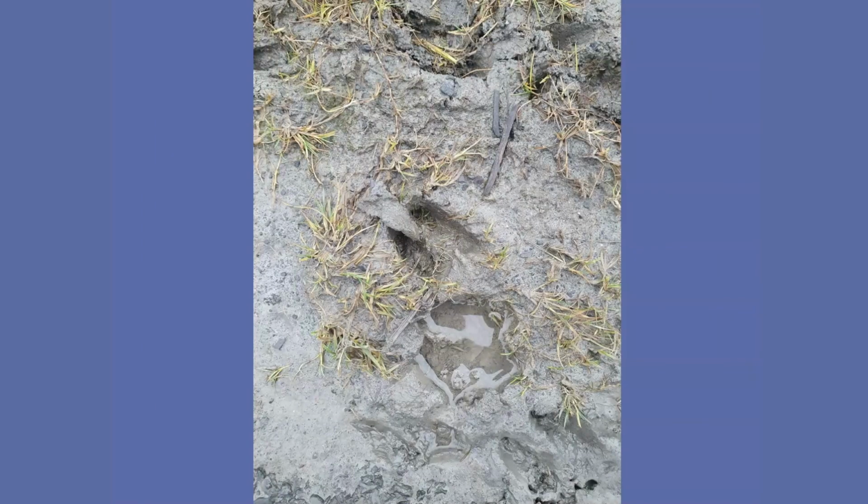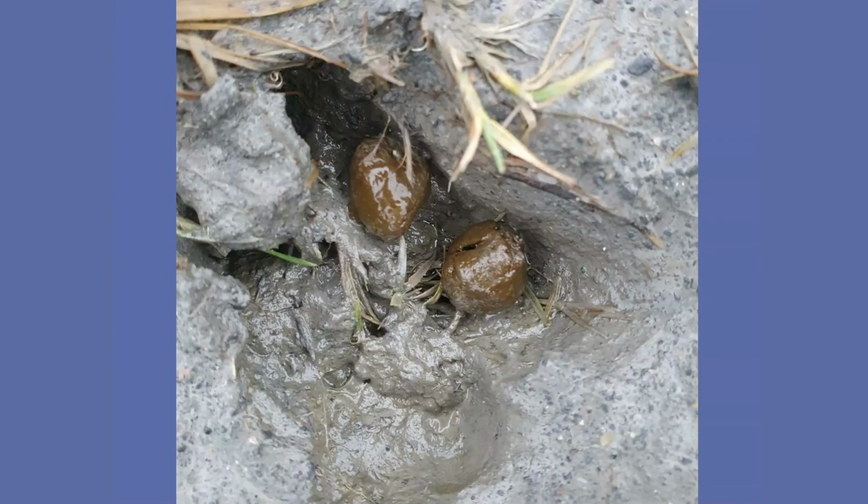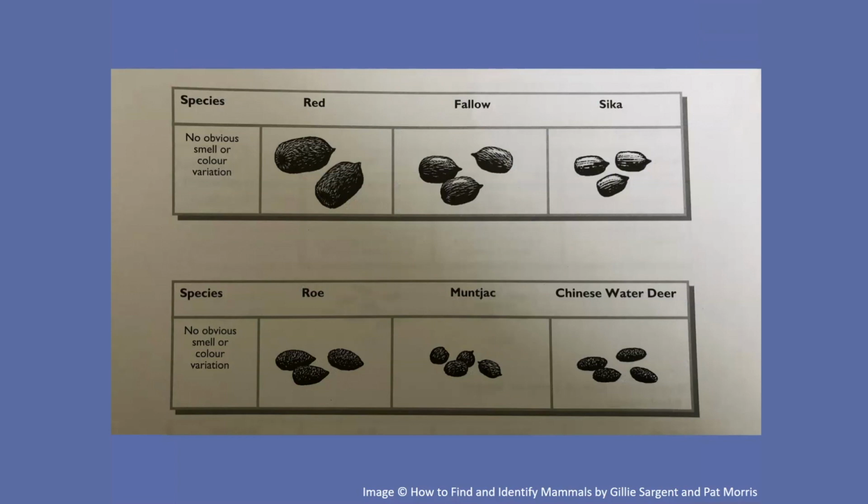So here we've got what were actually a numerous amount of fallow deer footprints, and probably about six of the deer coming through, but these deer were also leaving droppings as they were walking through. So if you piece together those two parts, then you can be even more confident in your identification. This leads us quite nicely into the droppings.